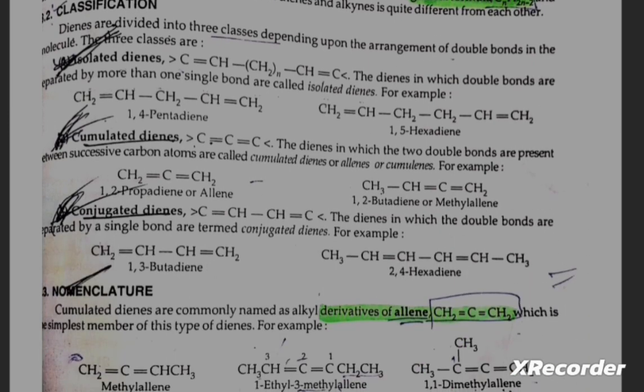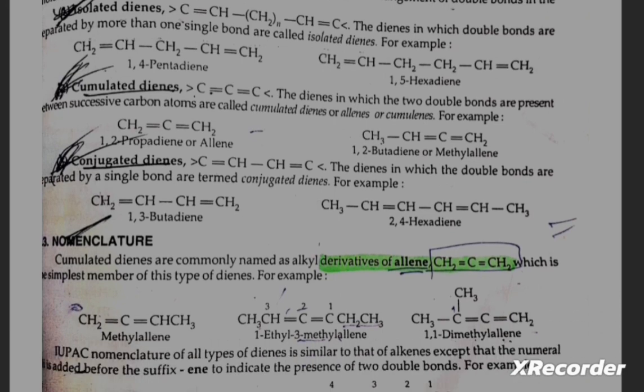Classification. Dienes are divided into three classes depending upon the arrangement of double bonds in the molecules. They are classified into three classes. First one is isolated dienes. The dienes in which double bonds are separated by more than one single bond are called isolated dienes. For example, 1,4-pentadiene, 1,5-hexadiene.